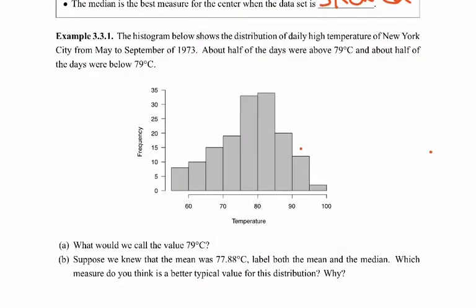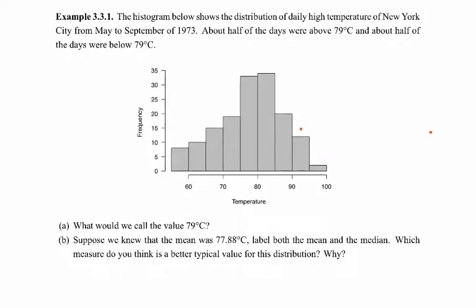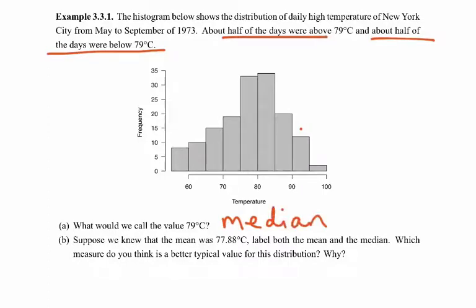The histogram below shows the distribution of daily high temperatures of New York City from May to September of 1973. About half of the days were above 79 degrees, and about half of the days were below 79 degrees. So what do we call the value of 79 degrees? Well, if half the data is above it and half the data is below it, that makes 79 degrees our median. Suppose we knew that the mean was 77.88 degrees. Label both the mean and the median in this image.